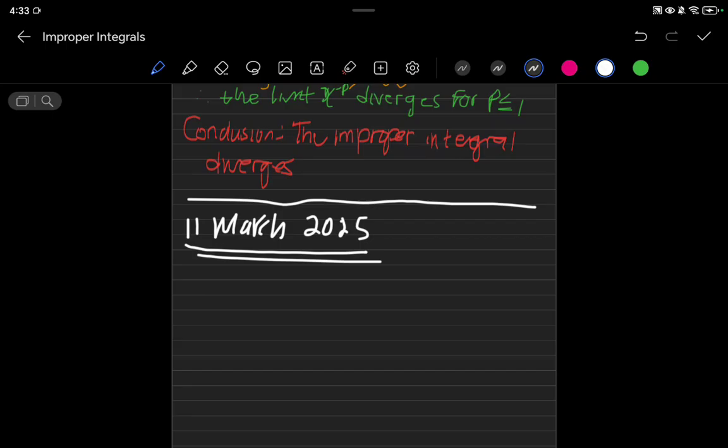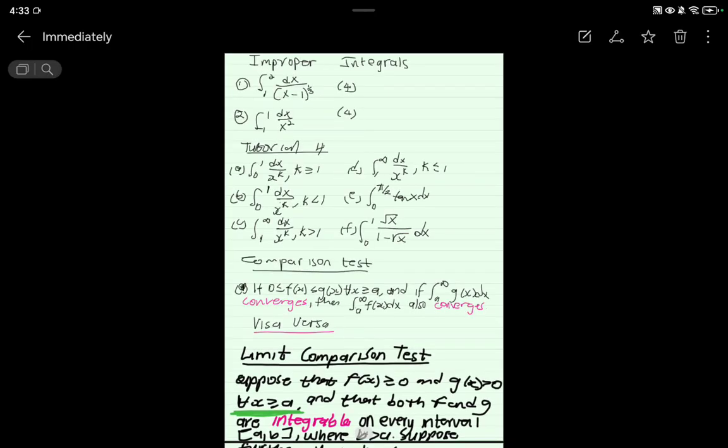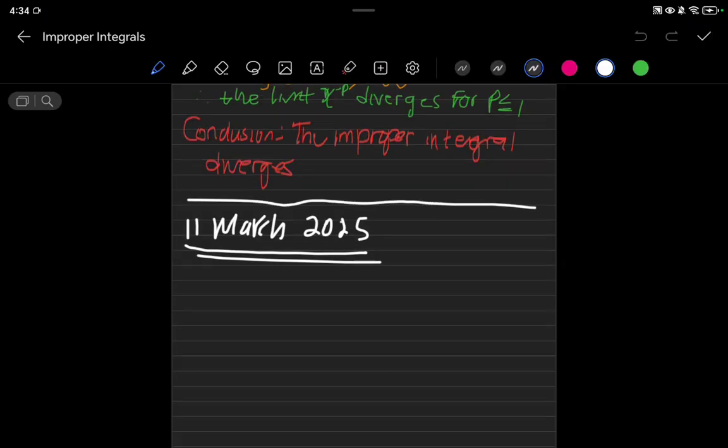Now I want us to proceed from where we left off before we can enter the comparison test, because there are certain questions that I want us to do, which I think are on this part. So I'm just gonna say this. I think I wrote them down here. The first one is this one.